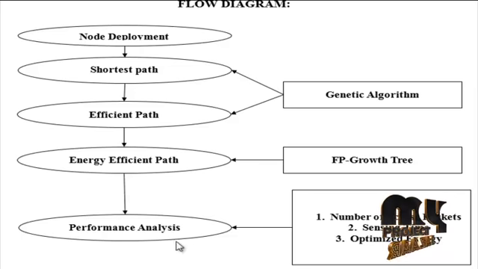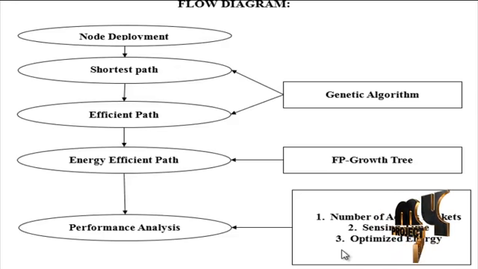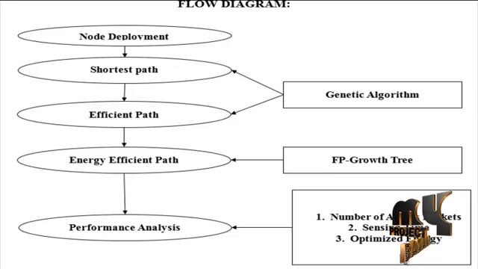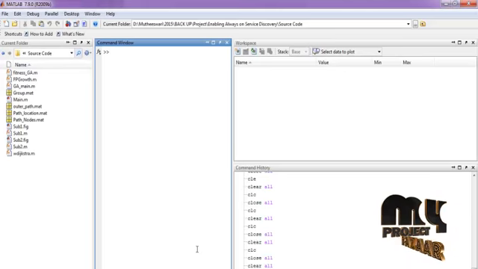Finally, the performance graph is analyzed. It compares the parameters total energy consumption and packet delivery ratio. The network lifetime can be improved by avoiding the sensor node transmitting raw data. The number of access packets, sensing time and also optimized energy are analyzed. Let me discuss the running procedure for our process.